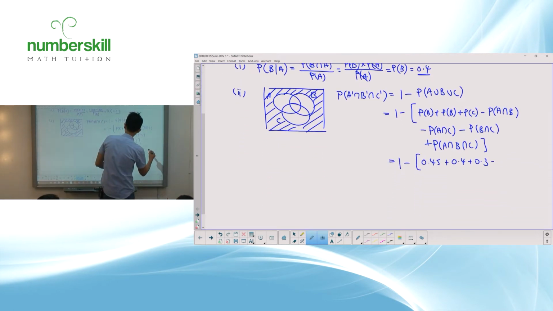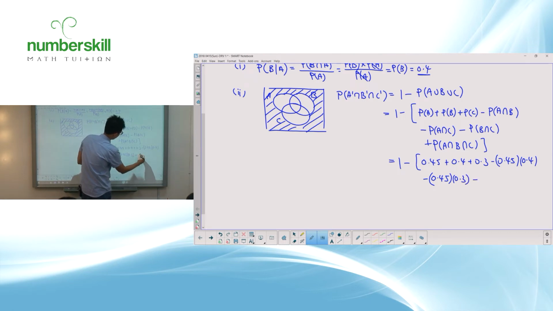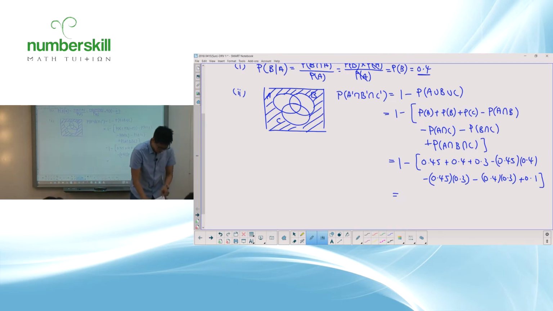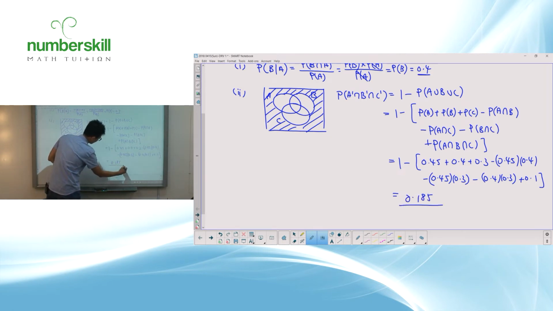All right, A intersect B will be 0.45 times 0.4, and then A intersect C will be 0.45 times 0.3, and then B intersect C is 0.4 times 0.3, and then plus 0.1. Okay, so all this adds up. We should be able to get the answer. What's the answer? 0.185, right? Yeah, I think so. Okay, so I was just doing it, and we get the answer.